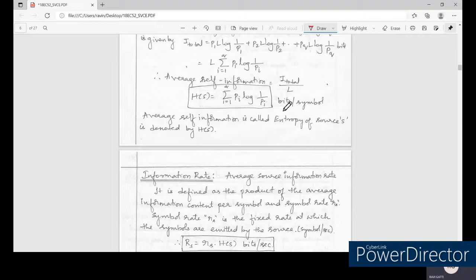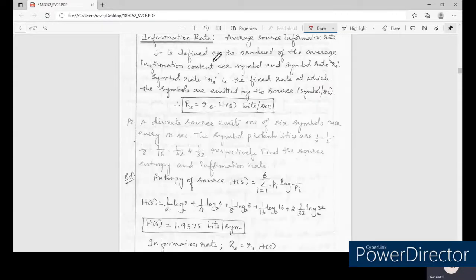And please don't confuse this. The entropy we represent in terms of bits per symbol, because we want to find the average amount of information conveyed by a particular symbol over the L symbols, whereas the information rate is nothing but the speed with which the symbols are produced from the source alphabet. Therefore, the information rate we represent in terms of R_s, in the form of bits per second.